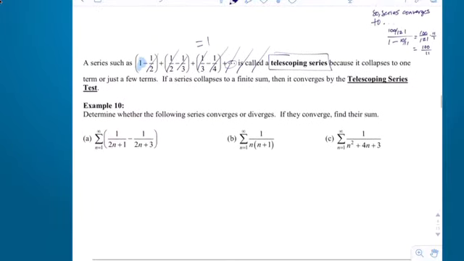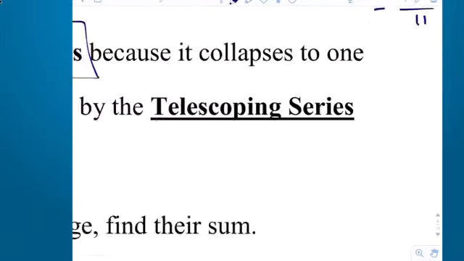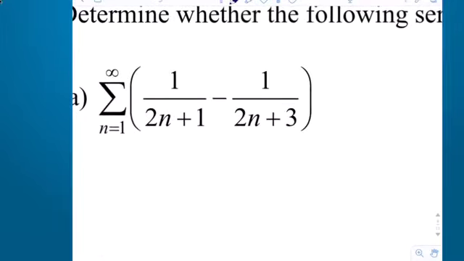Okay, so how do we spot a telescoping series? Well, if we spot it, we can use what's called a telescoping series test, where we can find the sum to determine if it converges. So here's one. The sum from 1 to infinity of 1 over 2n plus 1 minus 1 over 2n plus 3. So let's first do the nth term test for divergence.